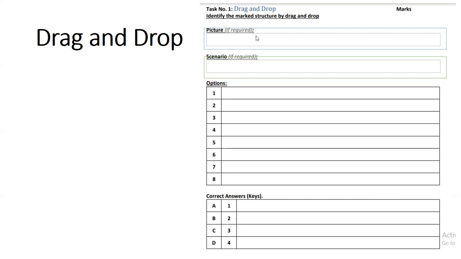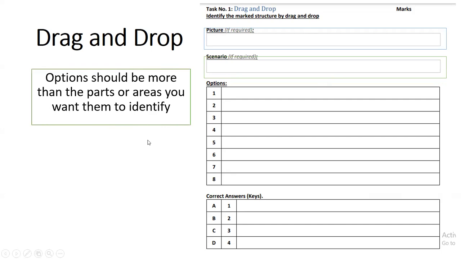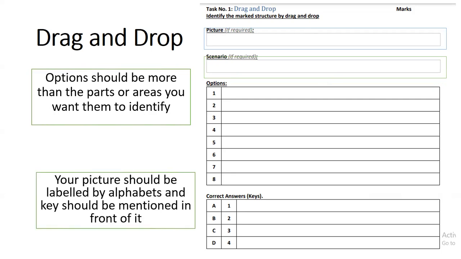So if the picture is here and you have to mention options, the options should be more than the parts or areas you want them to identify in that picture. Your picture should be labeled by alphabets and the key should be mentioned in front of it. So your A, B, C, D, E, F, whatever alphabets are here, will be present in your picture, labeling the part or area. And 1, 2, 3, 4 represent these options, which is the key, in front of which will be the correct answer for each of A, B, C, D present in your picture.